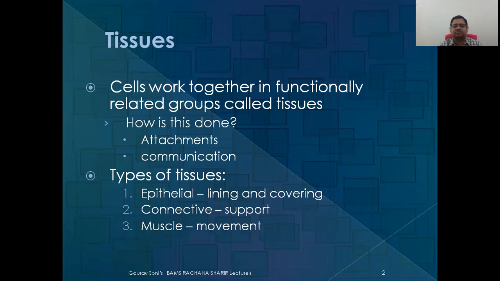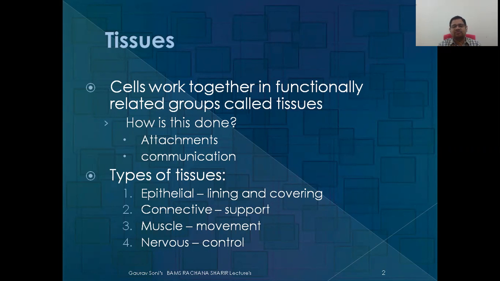So basically, we are going to talk about the minute things or the things which can't be seen by the naked eyes. These things, tissues or cells, are very important, especially from the clinical point of view in pathology and all these things. So here we are going to talk about very summarized things. So first of all, the tissues. These are the cells which work together in a functionally related group. They do this with the help of some communications and attachments.